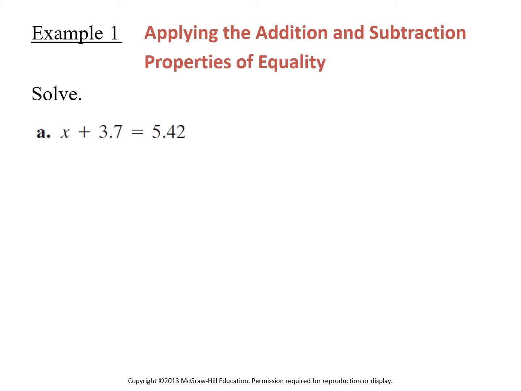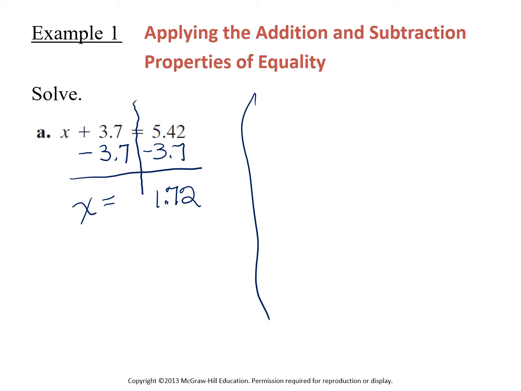So we have x plus 3.7, and we want to get the x alone. So I'm going to subtract the constant 3.7 from both sides of this equation, and x is equal to 1.72. And then I'm going to check my solution.